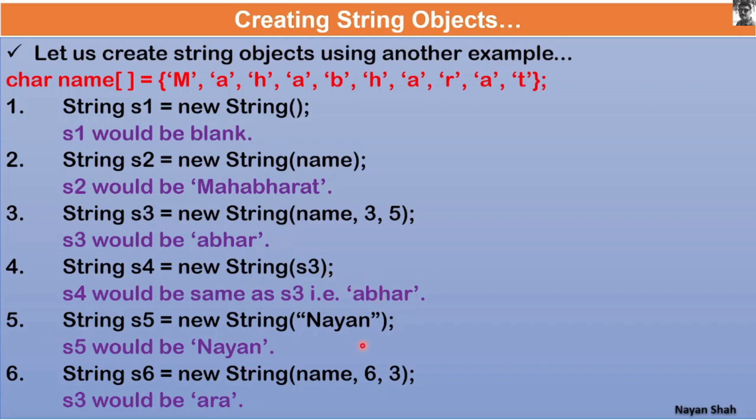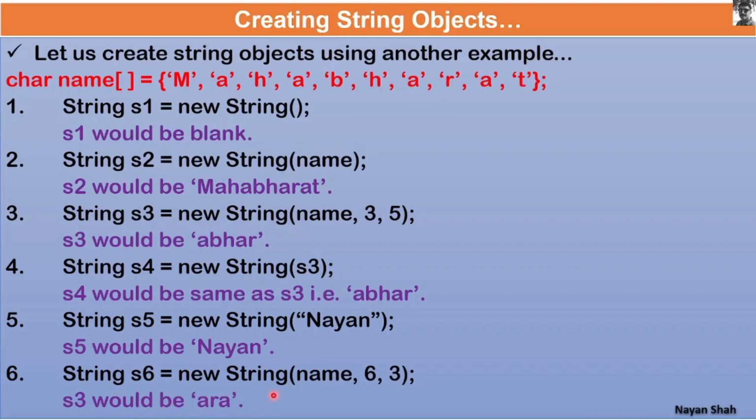String s5 is equal to new string Nayan, so the string will become Nayan. And once again, one more example for this type of constructor. String s6 is equal to new string name, 6, 3. When it is 6, it is the 7th character: 1st, 2nd, 3rd, 4th, 5th, 6th and 7th. Or you can say 0th index, number 1, 2, 3, 4, 5 and 6. From the 6th character, 3 characters. So 1, 2 and 3, Ara, A-R-A. So the string S6 would become ARA.